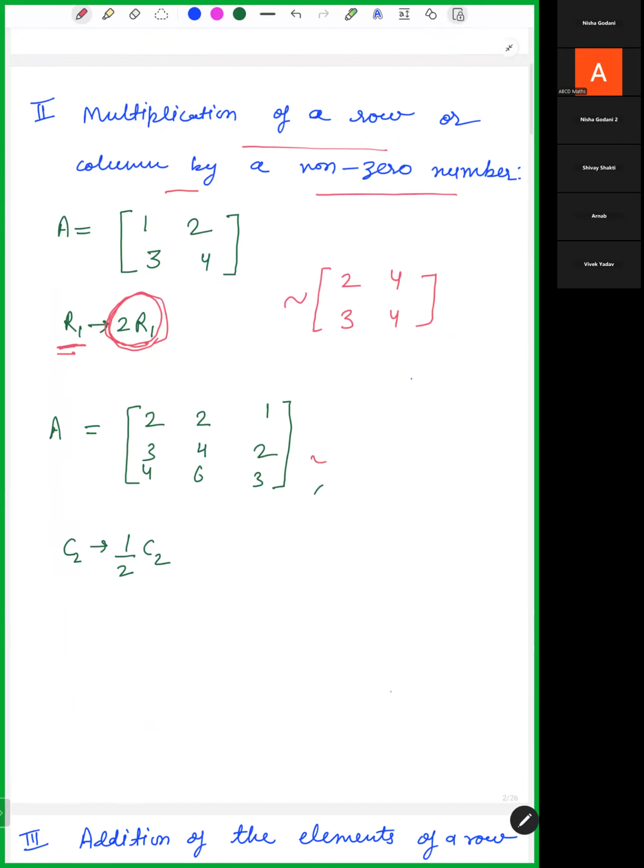If you have this matrix A and you want to apply this operation, say in the C2 column you want to multiply by 1 by 2. Because the operation is for multiplication, right? So don't say that you are dividing by 2. This means you are multiplying by 1 by 2. So if you want to multiply by 1 by 2, what do you have? In the second column there will be a change and the other two columns will remain as they are. So the second column will now become 1, 2, 3 and the third will be as it is, 1, 2, 3. So in this way, you can apply this operation.